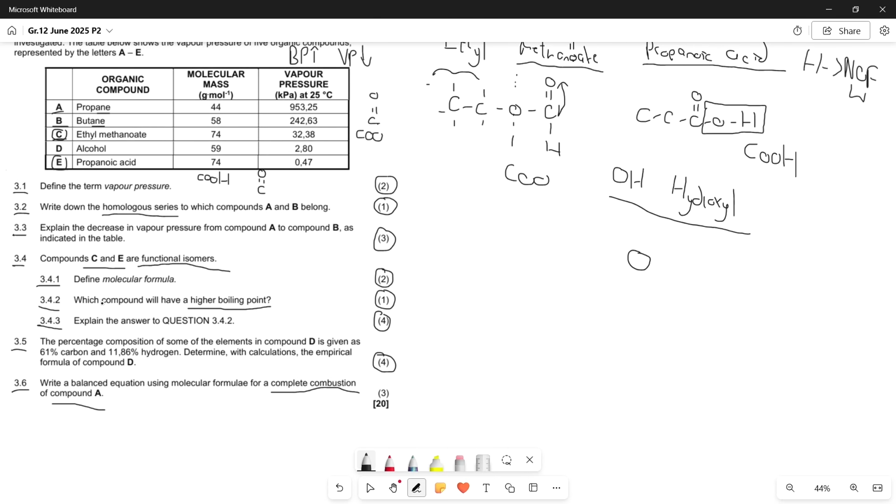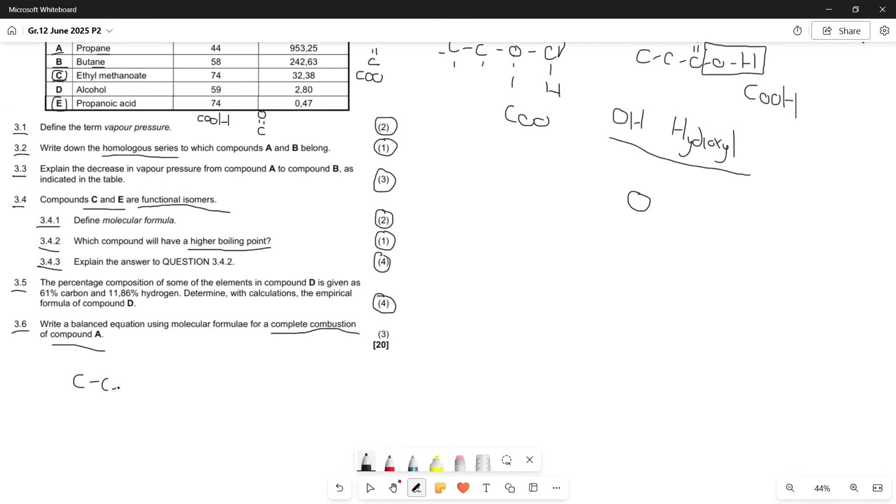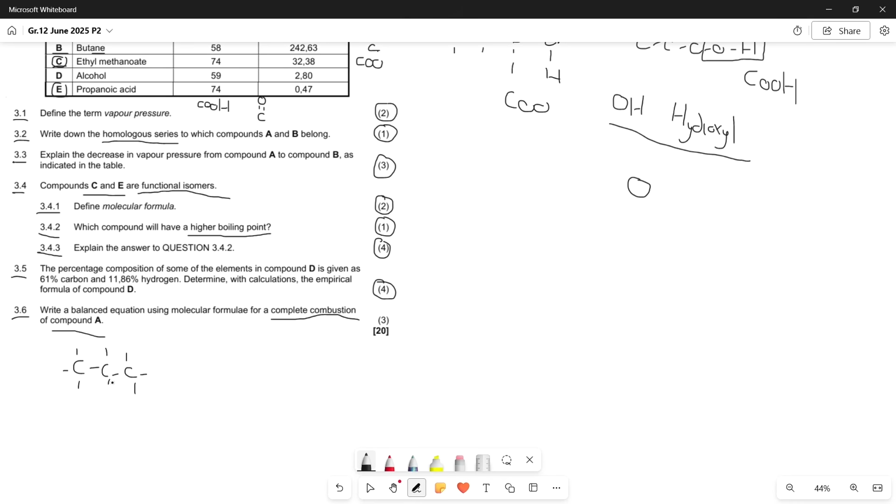So compound A over here is our propane. So our propane is meth, eth, prop like that, and then we have our H's all around like this. And it just helps to draw it so that we have the structural formula, so we can then count the amount of C's and the amount of H's that we have for our molecular formula, as they mentioned over here.